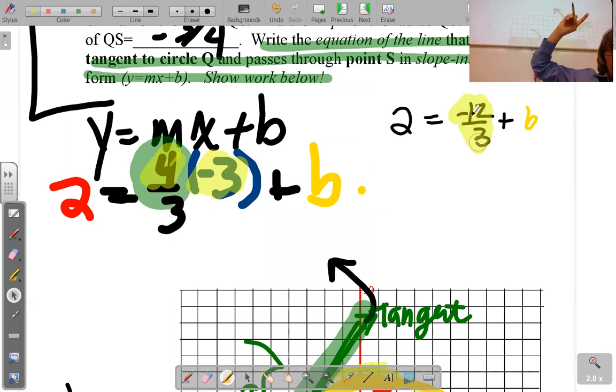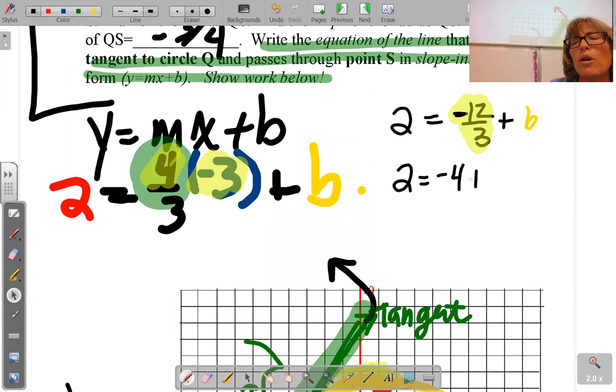What's -12 divided by 3, Trevor? -12 divided by 3. -4. Bingo. So I got 2 equals -4 plus B.